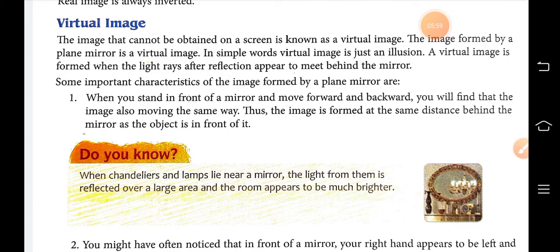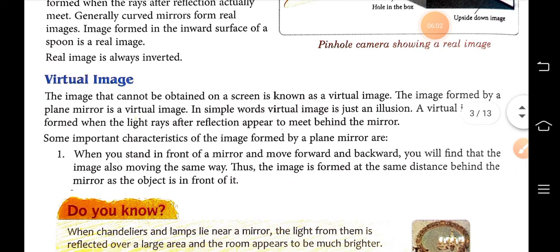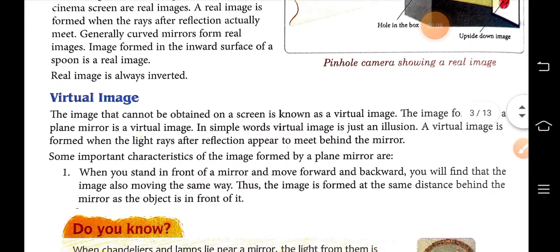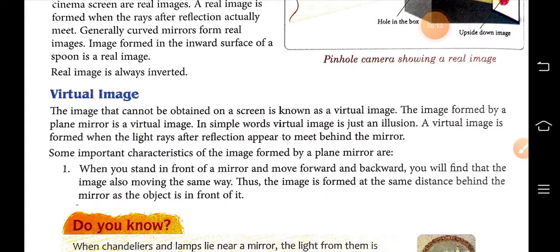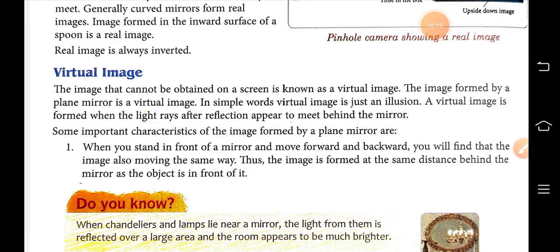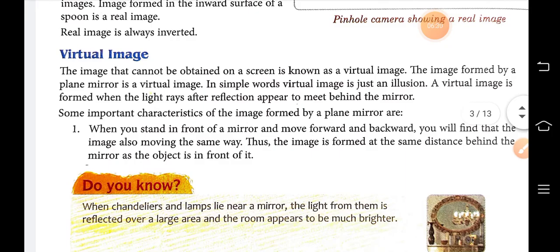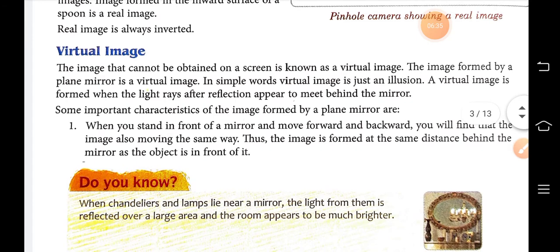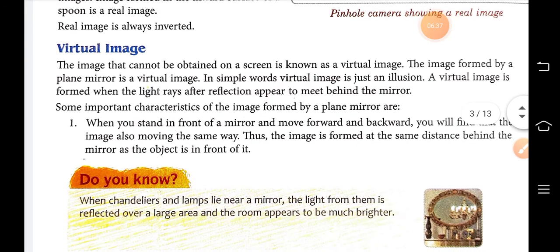So the difference between real image and virtual image: a real image forms on the screen, but a virtual image does not form on the screen. Second difference: in a real image, there is actual meeting of rays, but in a virtual image there is no actual meeting of rays. It appears or seems that the rays are meeting. In a real image, the image is inverted, and in a virtual image, the image is erect or straight.